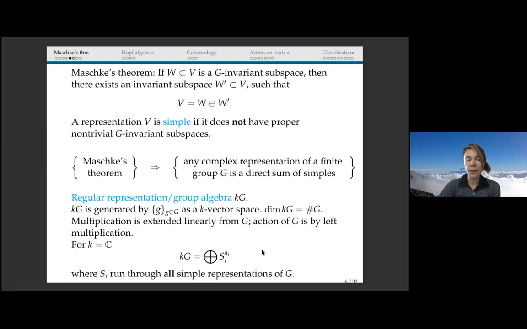And then if our field is a field of complex numbers, then as, say, a left module, when G acts on the group algebra by left multiplication, we can decompose it as a sum of simple representations by Maschke's theorem, and all the simple representations appear in this sum. So the simple representations of G are just direct summands of this very specific representation on the group algebra. So we know where they all live.